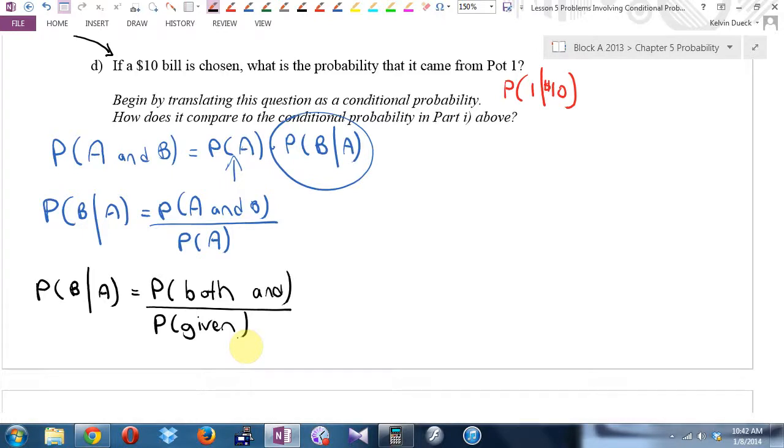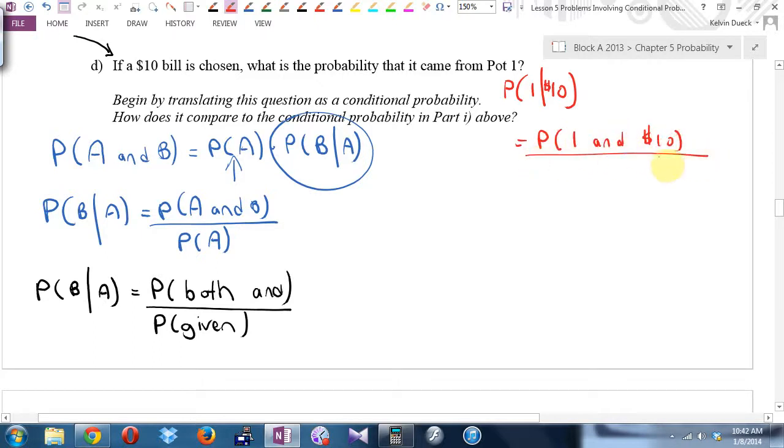So, Brooke, although the formula says this, what I really remember is if I see that given bar right there, it's going to be and on top, and means multiply, divided by the given one, that second one. Let's do this. The probability that it came from pot one, given that you got a $10 bill, is going to be the probability of one and a $10 bill divided by the probability of a $10 bill. It's going to be the probability of both and divided by the given one.